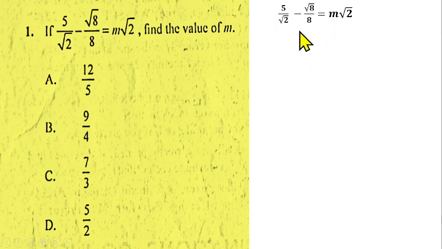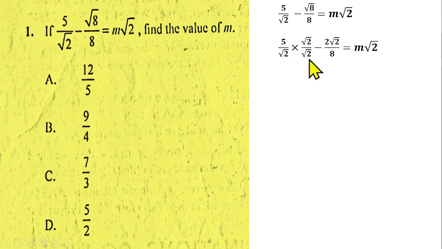The first thing to do is to simplify the left hand side to make it look like the right hand side, so that we can compare both sides to find our m. You can see that this is a fraction, so we can rationalize it. Then we can simplify Surd 8 as well. We rationalize this fraction by multiplying up and down by Surd 2. If you do that, you have 5 over Surd 2 times Surd 2 over Surd 2 minus, if you simplify Surd 8, that will give us 2 Surd 2 over 8, equals m Surd 2.